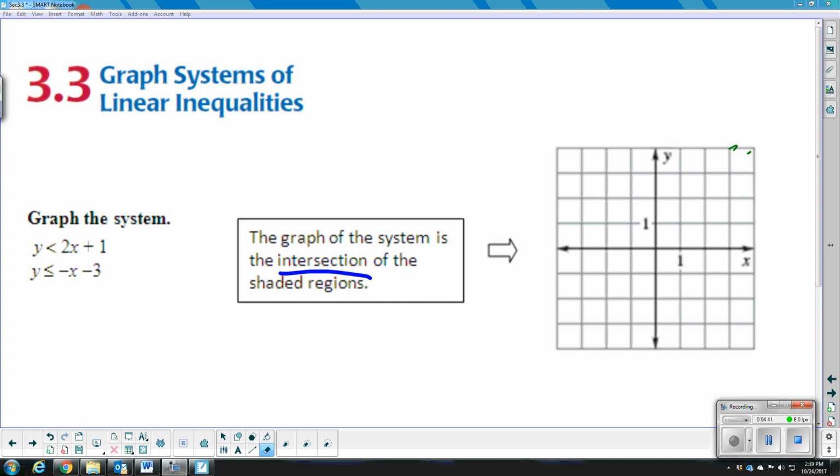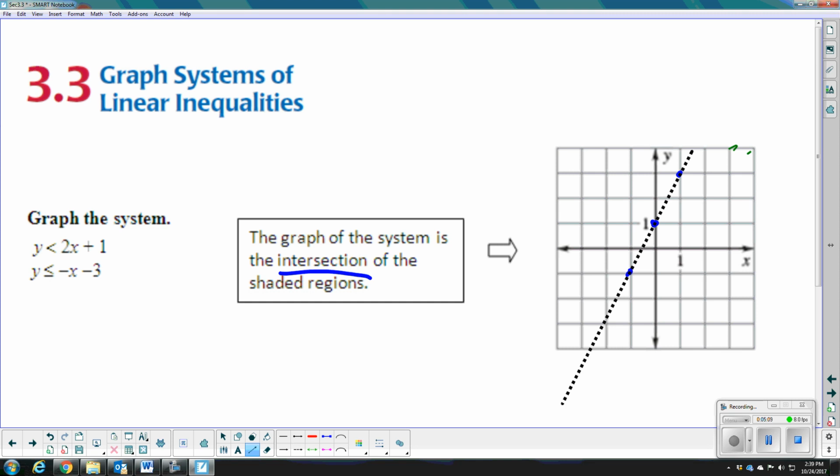So we're going to start with y is less than 2x plus 1. We're going to graph it as if it was y equals 2x plus 1. That's how we're going to graph our line. So we're going to start at the y-intercept, which is 1, and then use our slope from there. So up 2 over 1 or down 2 to the left 1. So here's your first inequality.